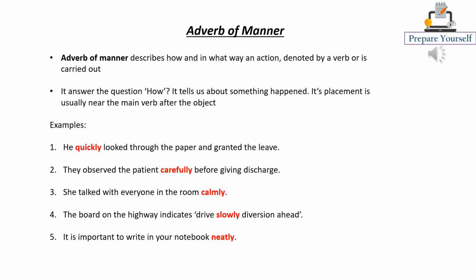Another thing is, if you ask the question how in a sentence, the answer will be your adverb. Let's look at the examples. He quickly looked through the paper and granted the leave. Quickly is the manner of action which has been done by the person who is looking at the paper.